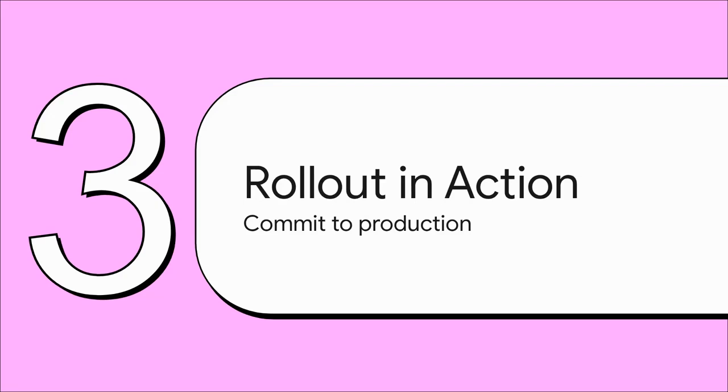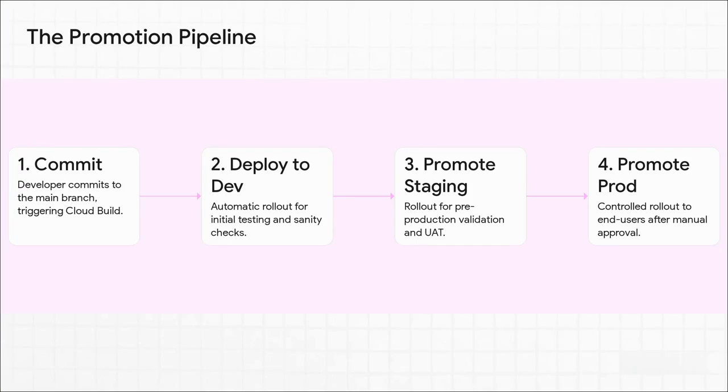So, theory is great, but let's actually see how this works in practice. We're going to follow one single code change on its entire journey, from a developer's keyboard all the way out to production. Okay, so here's the happy path for our code. A developer commits to the main branch, bam, that kicks off Cloud Build. Once that artifact passes all its checks, Cloud Deploy automatically pushes it to the dev environment. From there, it gets promoted to staging for some deeper testing. And then finally, with a proper approval, it's promoted to production.